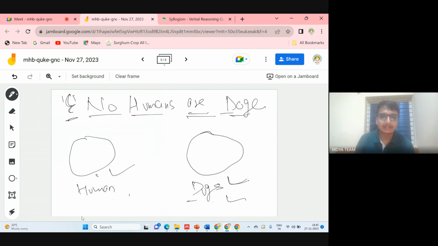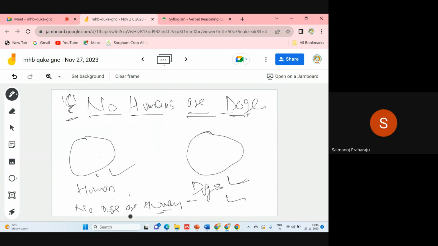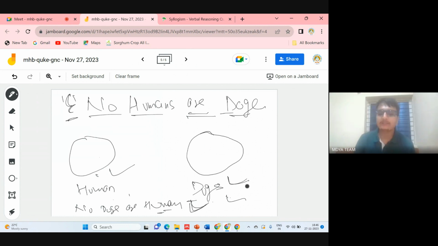Can we say that no dogs are human on the basis of this? Yes, sure. We can also say that. That's why the Venn diagram is important. By just looking at it, you can say that the vice versa of this statement will also be correct. So for an E type statement, you will draw like this. Okay, next.